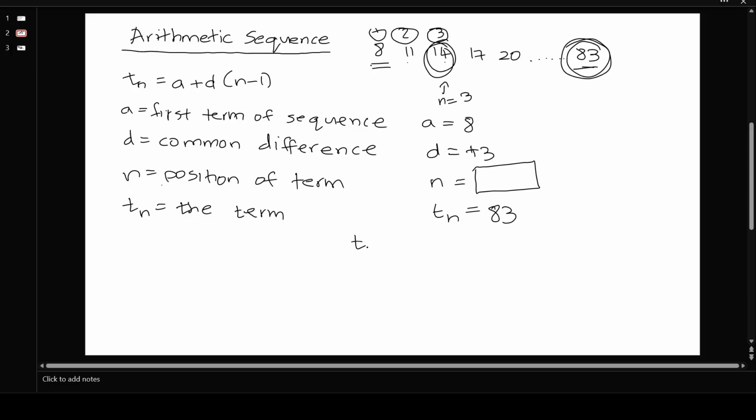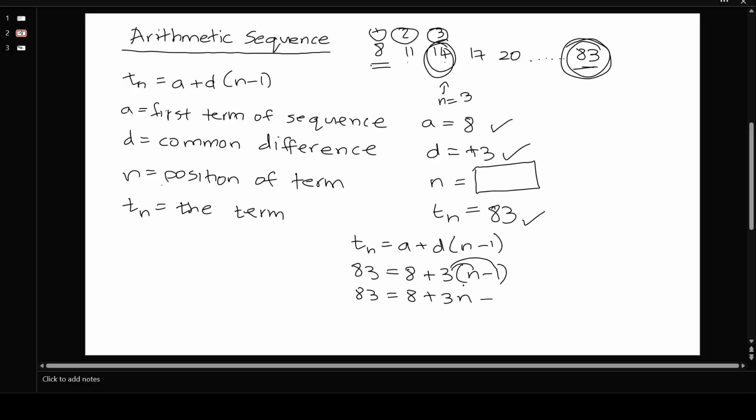Let me write the formula out again. Tn equals a plus d bracket n minus 1. The Tn is 83, let me plug that 83 in here. The a is equal to 8, let me plug 8 in there. And the d is equal to 3, so let me plug a 3 in there. The only letter I don't know is the n. So I'm just going to multiply this out. 3 times n, the 3 gets distributed into the bracket. 3 times n is 3n, and 3 times this minus 1 is minus 3.